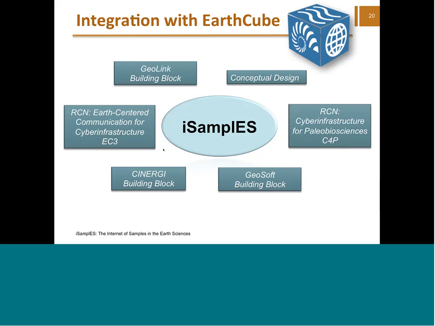Here is the overview of all the related activities in EarthCube, or funded projects in EarthCube that we are trying to interact with and integrate with. GeoLink is a recently funded building block for semantic web that is focusing on building up linked data capabilities for sample data. The Earth-centered Communication for Cyber Infrastructure Research Coordination Network focuses on cyber infrastructure for field work, and thus is clearly closely connected to samples.